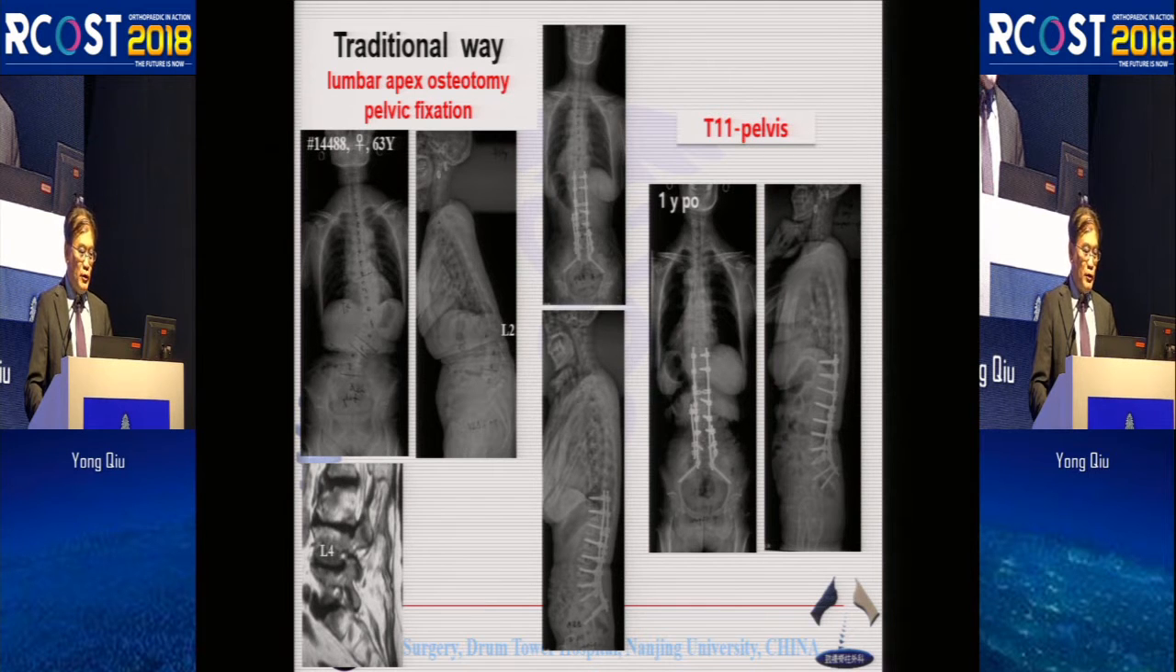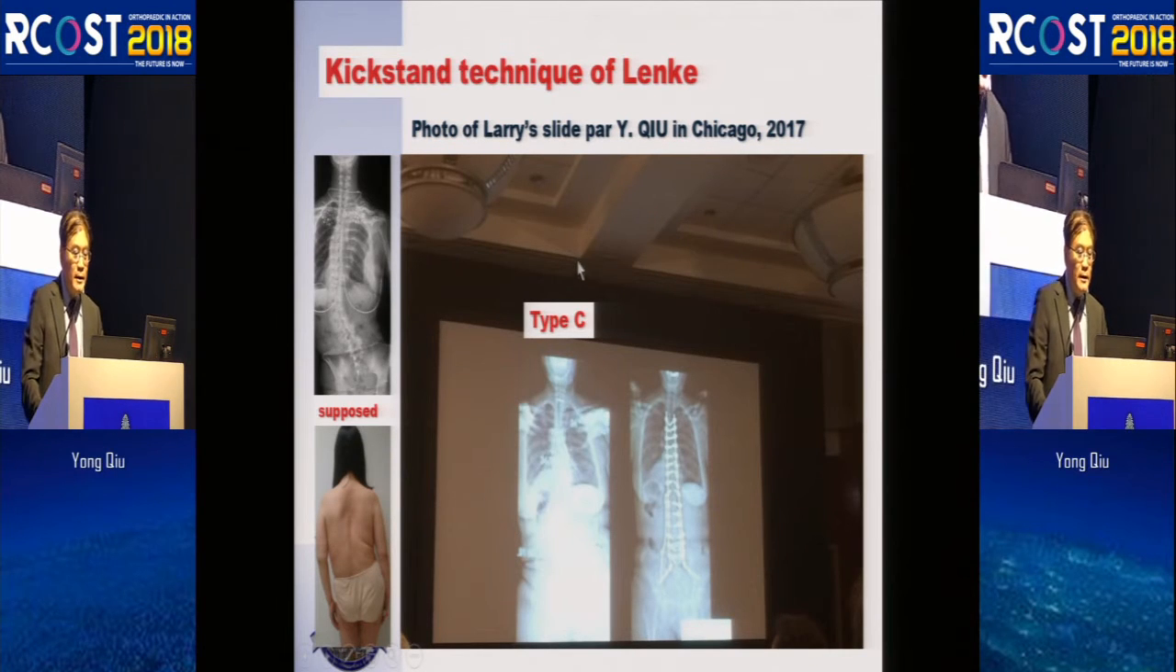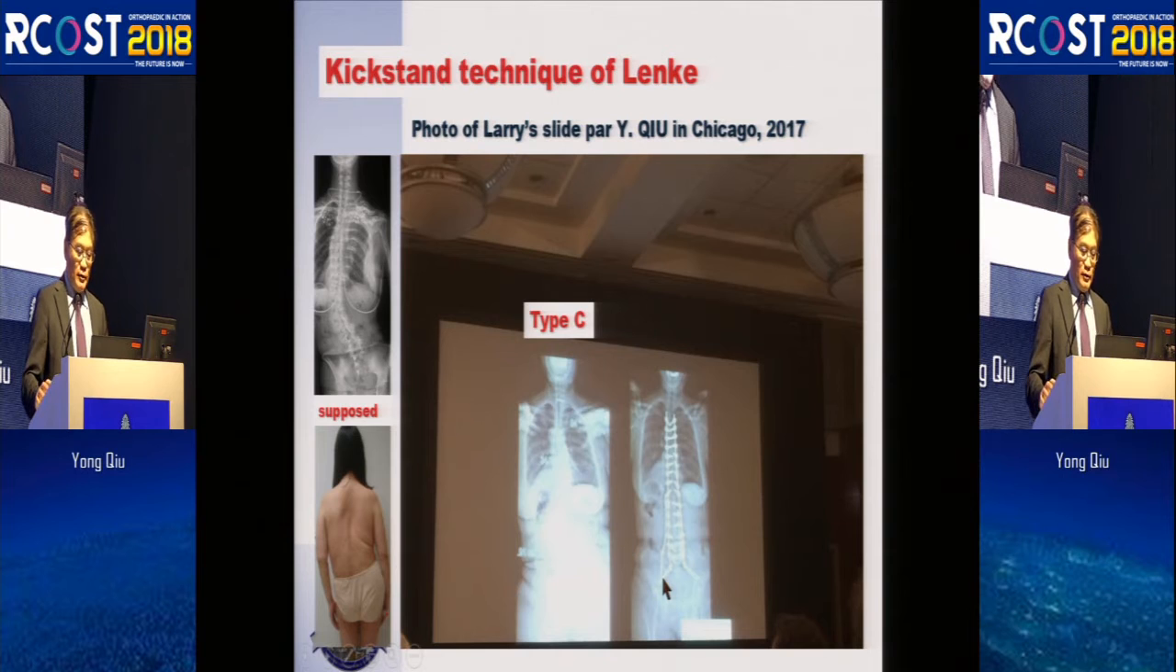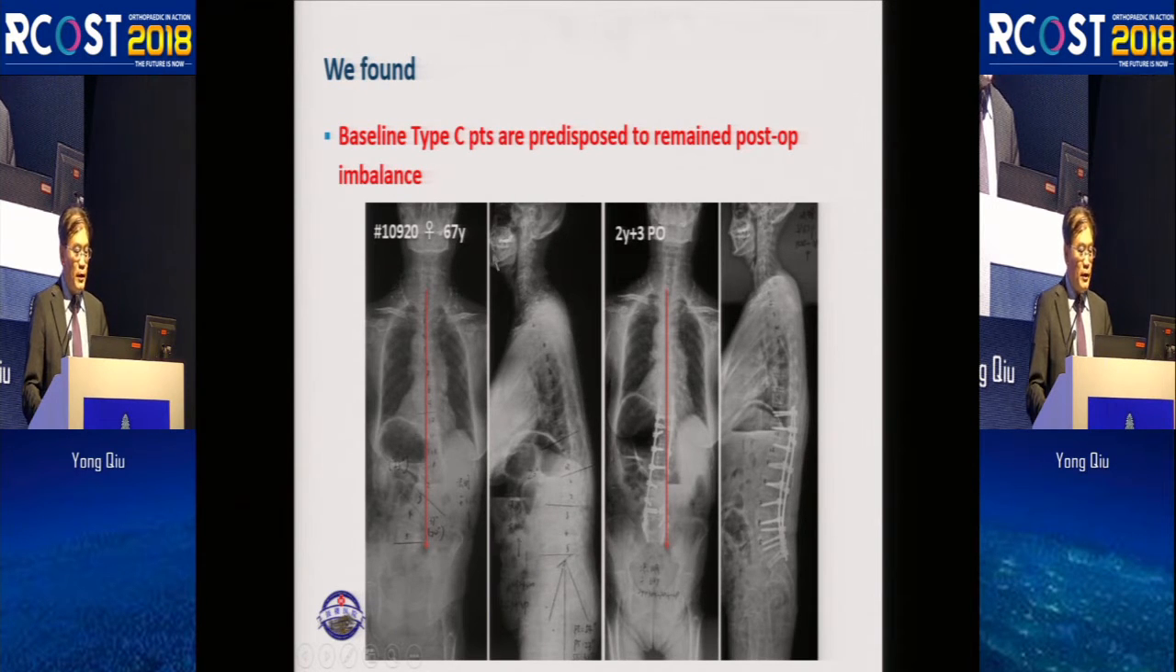For type C patients, the traditional way is a lumbar apex osteotomy with pelvic fixation, like this patient. We did L2 PSO and fixation from T11 to pelvis. And recently, Lenke presented a stick stance technique for type C. That means he used a supplemental rod supporting the spine, with instrumentation extended to the pelvis. We found our own case, which is very similar to his case, and you will see what we did for this. We found type C patients are predisposed to maintain the postoperative imbalance.